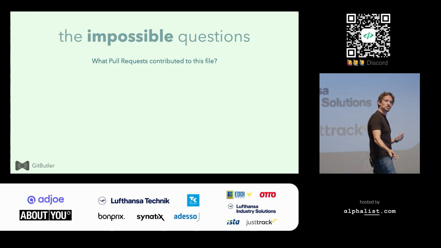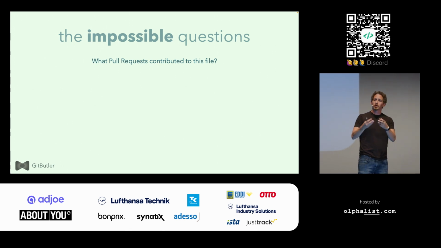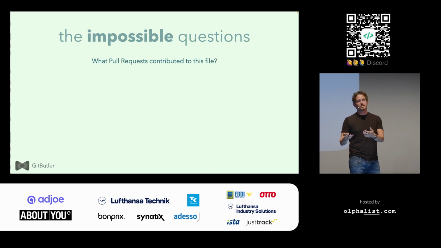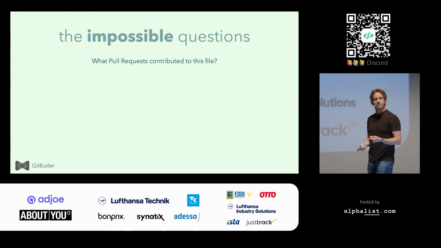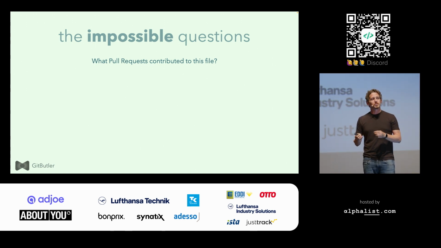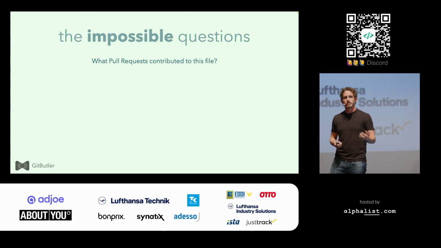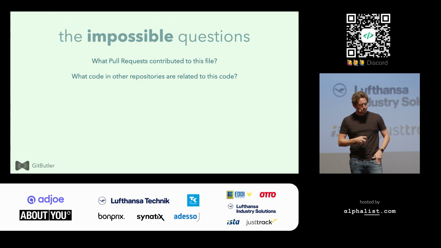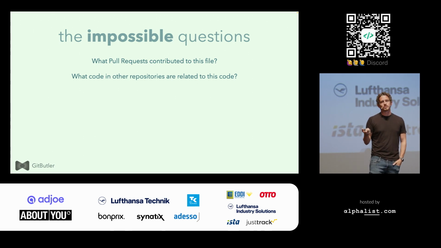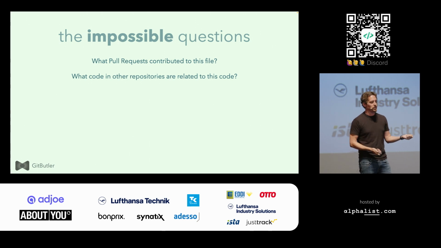But this would be a much more valuable question: if I'm looking at this function, tell me the pull request that modified this function so that I can go back and get an idea of how it came to be this way. But it's almost impossible to do. The metadata in GitHub doesn't really give you the tooling to do this very well. What code and other repositories are related to this code, right? Doing cross-repository questions is very difficult.